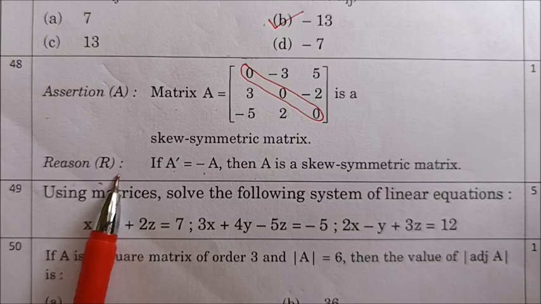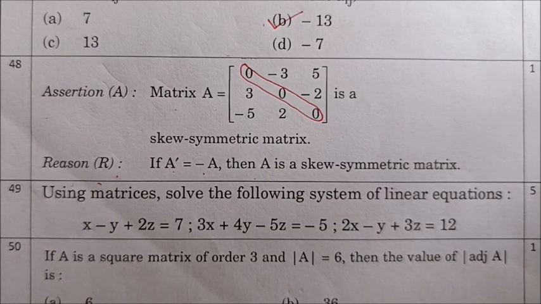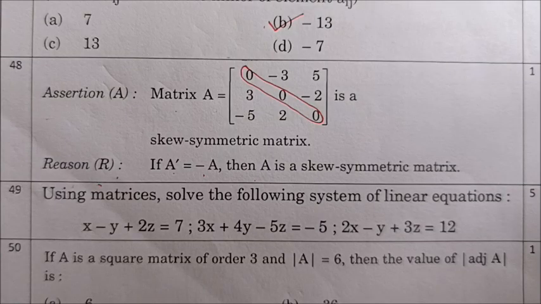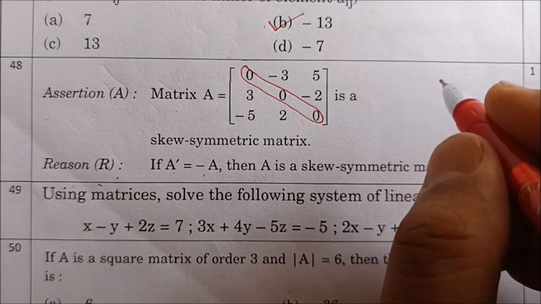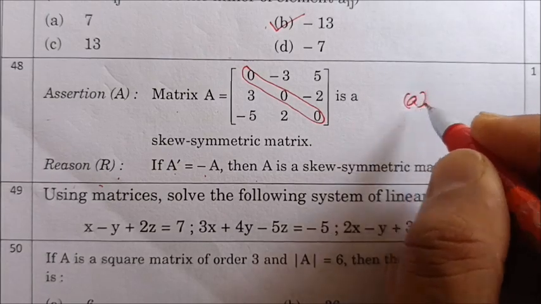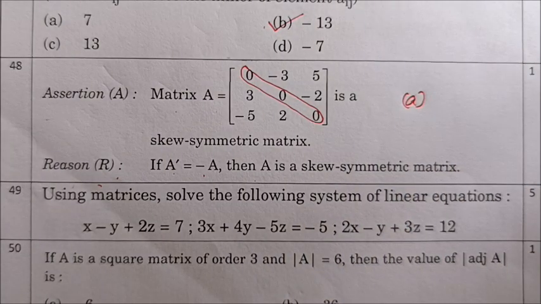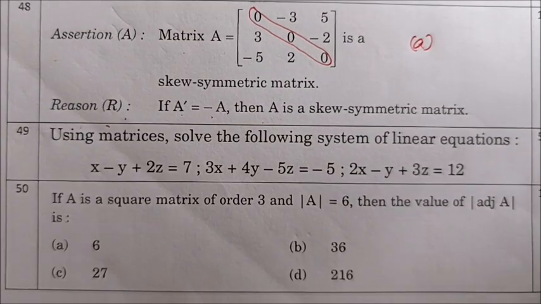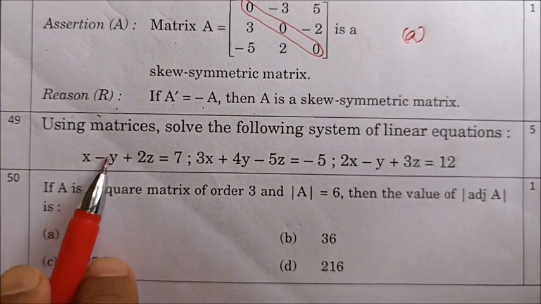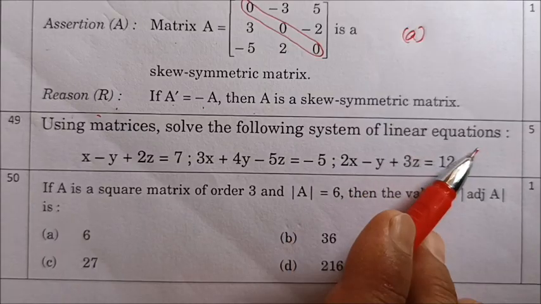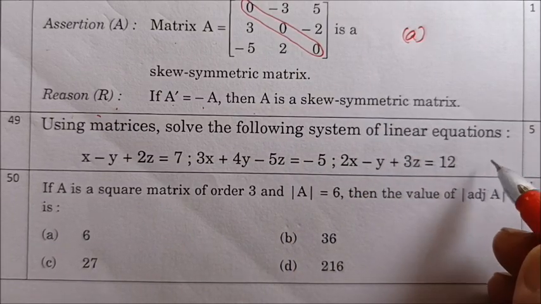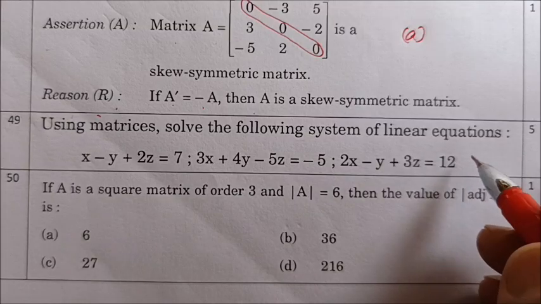Usually in assertion and reason questions we have 4 options. The first option is that both A and R are correct and R is the correct explanation of A. So in this question our correct option will be option A. Yes, R is the correct explanation for A. Question number 49. In this question, using matrices, solve the following system of equations. By now I am sure you have become an expert in solving a system of linear equations, so I am sure you can do it.